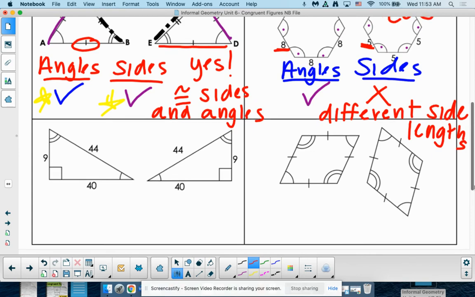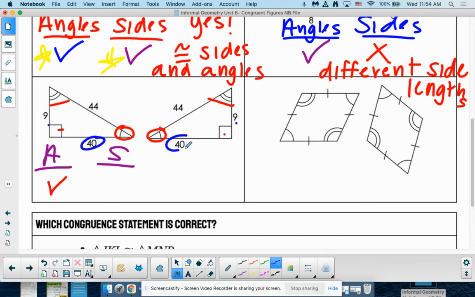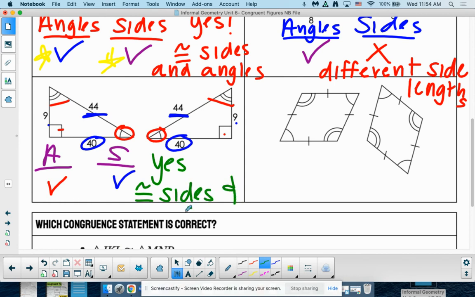Did you guys get all that? Okay, now let's try this one. Again, same old story. We're going to check our angles and our sides. So if we look at our angles, I have a right angle and a right angle. One arc mark, two arc marks, two arc marks. So our angles do check out. Now let's check our sides. 9 goes with 9. 40 matches 40. 44 goes with 44. So we would say, yep, this is a good example. Yes, they're congruent. You say congruent sides and angles.